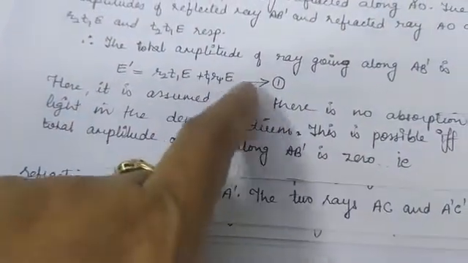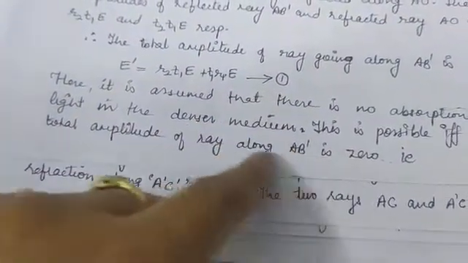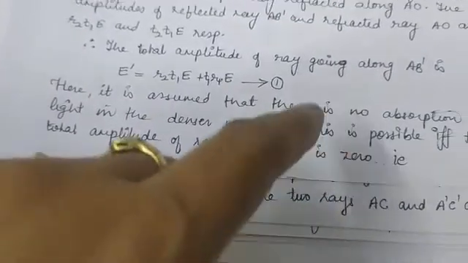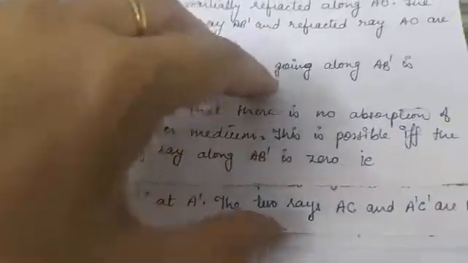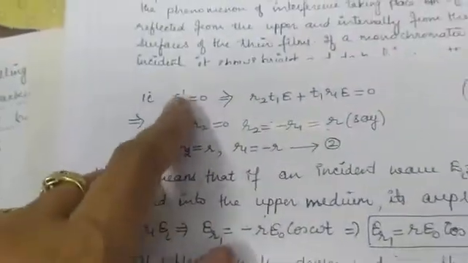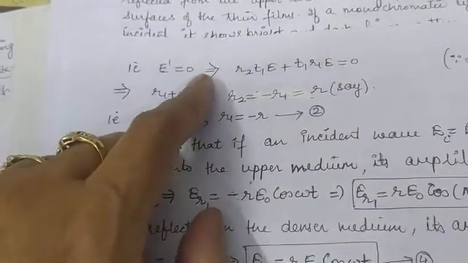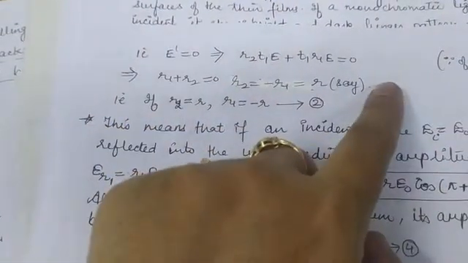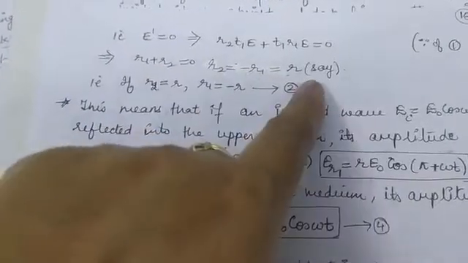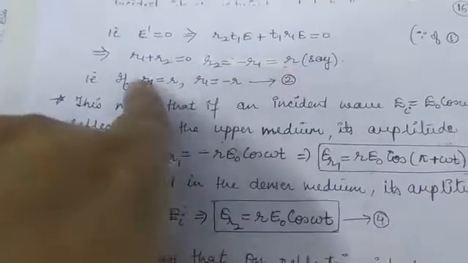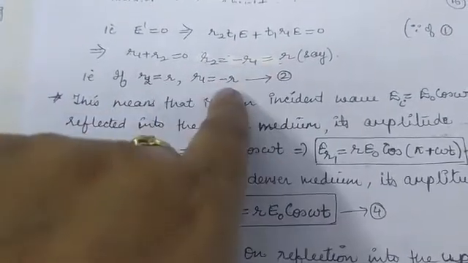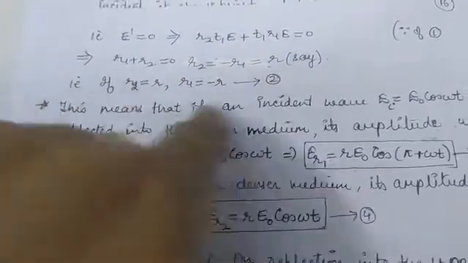But this amplitude must be 0 because we have assumed that there is no absorption of the ray, meaning the amplitude of the ray going along AB dash must be 0. So I have put the value of E dash equal to 0, and from here I get this equation: R2 is equal to minus R1, meaning say R. If R2 is equal to R, then R1 must be equal to minus R. This is your equation number 2.